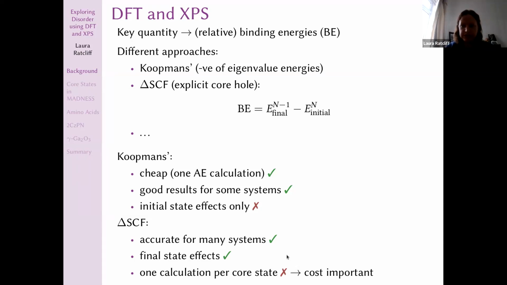We get to include the final state effects, so we're going beyond Koopmans, but it is more expensive because we have to do one DFT calculation for every core state that we're interested in. So if we're going to use this approach, we ideally want to make the cost as low as possible for each of those calculations, particularly in large systems where we might have lots of core states we're interested in and therefore lots of calculations involved.